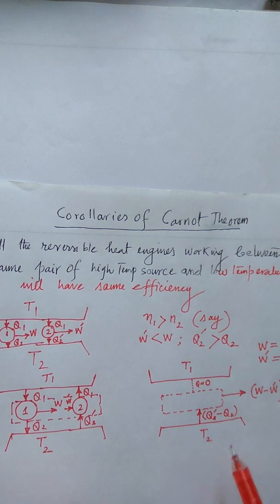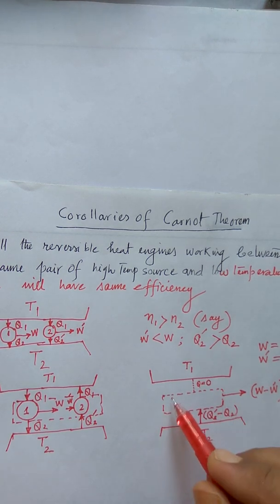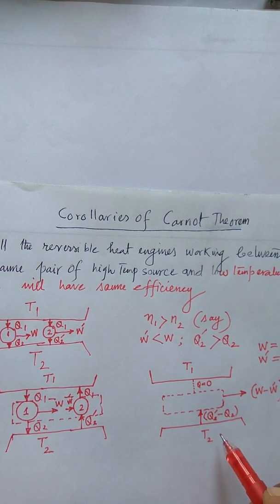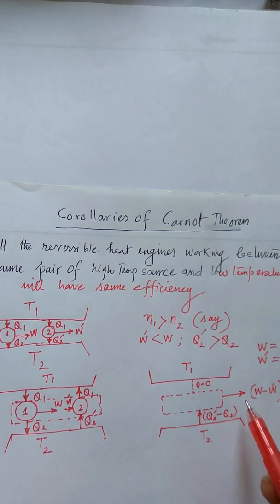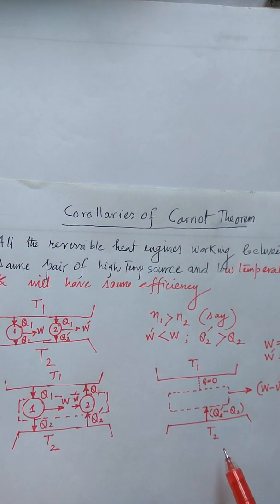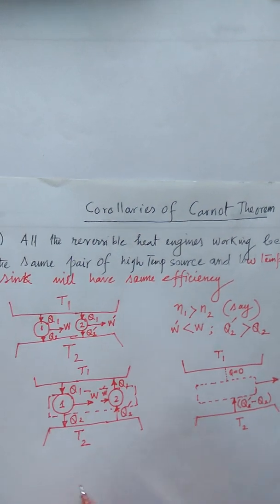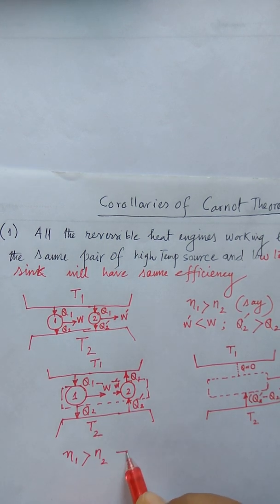So what is happening in effect? We have been able to devise a thermodynamic device which is taking Q2 dashed minus Q2 amount of heat from a single reservoir. Remember, with the other reservoir the interaction is 0, and converting this entire amount of heat into work. So is it possible? No. Why no? Because this is a violation of the second law of thermodynamics, the Kelvin-Planck statement. So our assumption that eta 1 is greater than eta 2 is not valid.